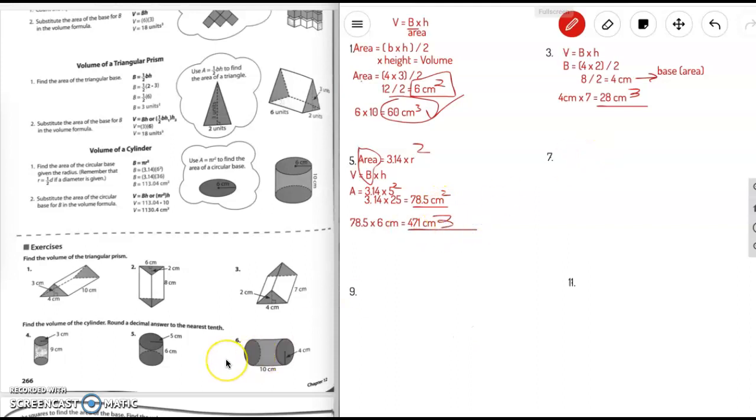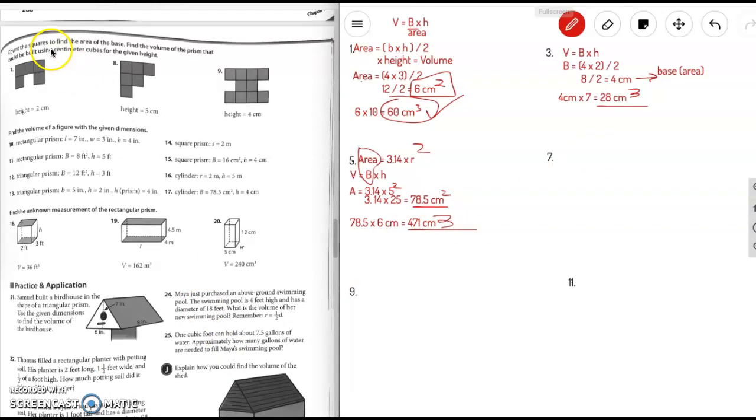Number 7. Count the squares to find the area of the base. Find the volume of the prism that could be built using centimeter cubes for the given height. So for this, all you gotta do is count to find the area because it's square units. So the area is 1, 2, 3, 4, 5, right? So volume is base times height. Area is basically the base. So we're going to do 5 times height, which is 2. And that gives us a nice number of 10 centimeters cubed.